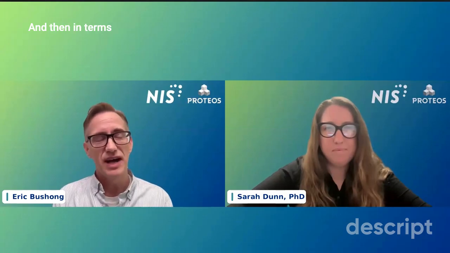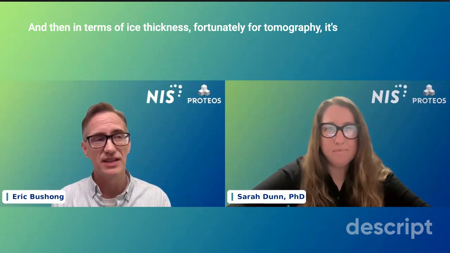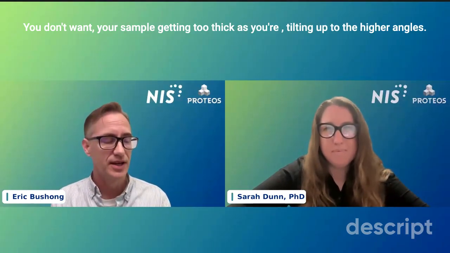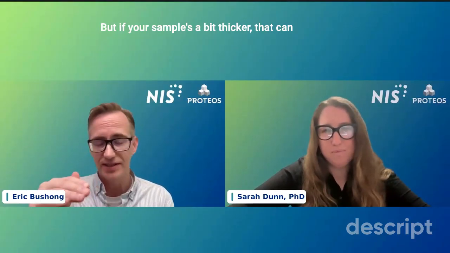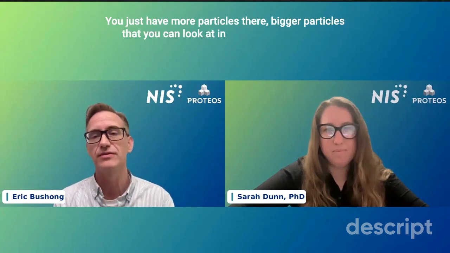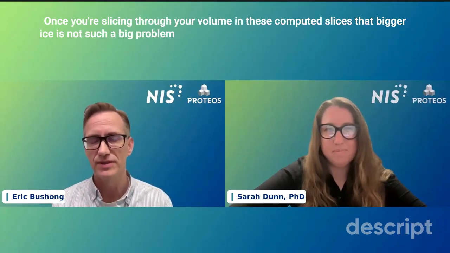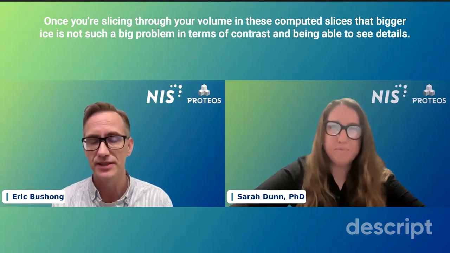And then in terms of ice thickness, fortunately for tomography, it's not so important. You don't want your sample getting too thick as you're tilting up to the higher angles. But if your sample's a bit thicker, that can actually be nice. You just have more particles there, bigger particles that you can look at in your final 3D volume. Once you're slicing through your volume in these computed slices, that thicker ice is not such a big problem in terms of contrast and being able to see details.